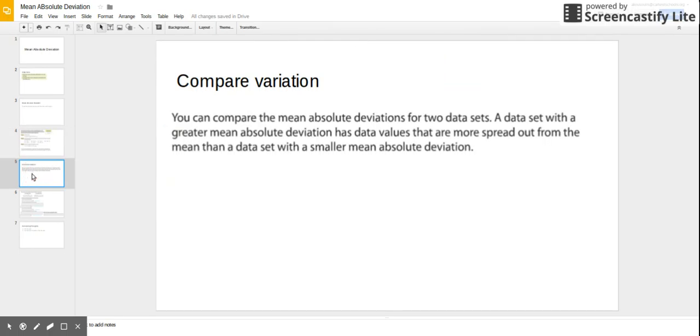Compare variation. You can compare the mean absolute deviations for two sets of data. A data set with a greater mean absolute deviation has data values that are more spread out from the mean than the data set with the smaller mean absolute deviation. In other words, if the mean absolute deviation is smaller, then the numbers in the data set are closer together. If the mean absolute deviation is larger, that means that the data is more spread out.